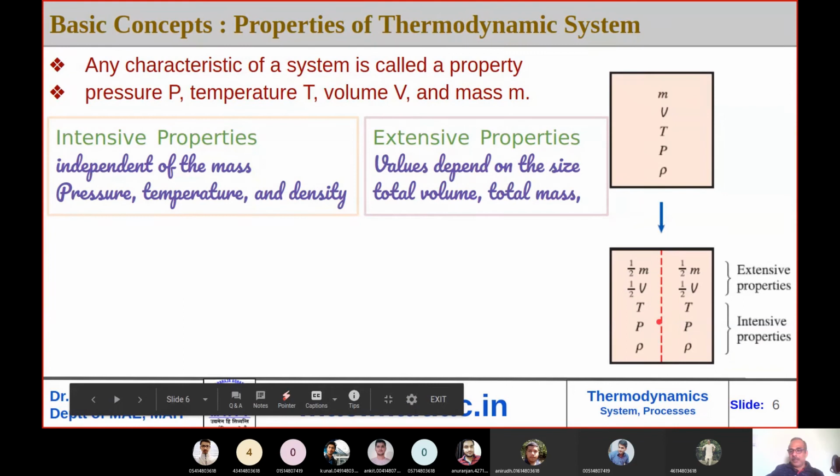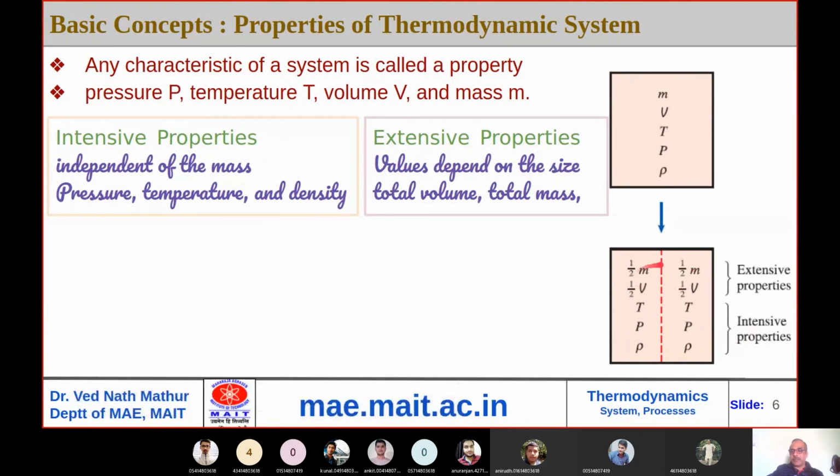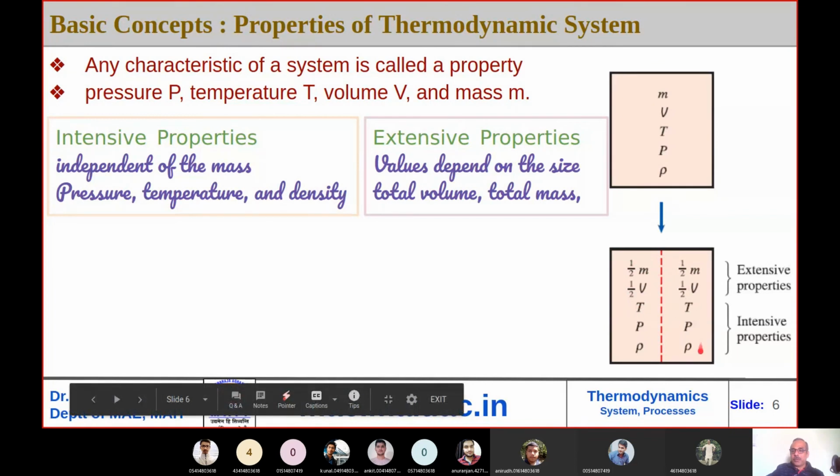So all those characteristics which change with the size of the system are extensive properties. So mass and volume depend upon the size of the system, they become extensive properties, because when you divided the system, their value changed. And those properties which are independent of the size of the system are called intensive properties. So intensive stands for independent, extensive means dependent on the mass.